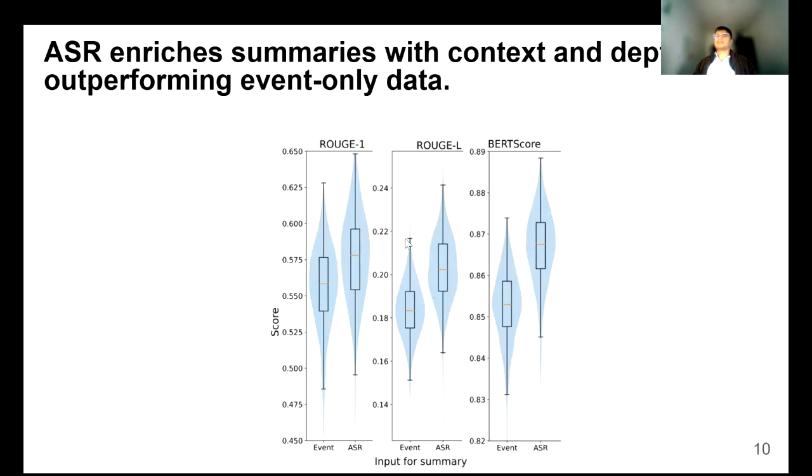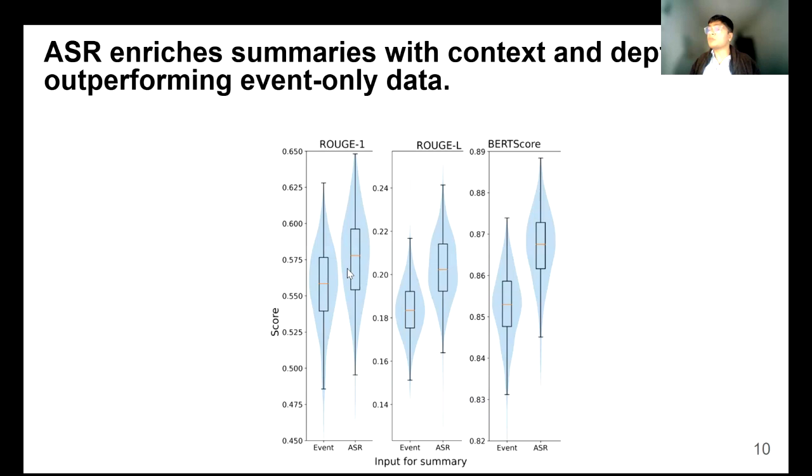For another task, summarization, we try to summarize the game with two different modalities. Here are three different violin plots. The first one is the Rouge-1 score, the second is the Rouge-L score, and the third is the BERTScore. For each violin plot, we have two different modalities. In the first one, we are using events. When we give events as input, with all the information of the event, and we train a summarizer, it gives some summary. In the second case, we have ASR, which is the output from our system. We use these transcriptions and try to generate a summary.